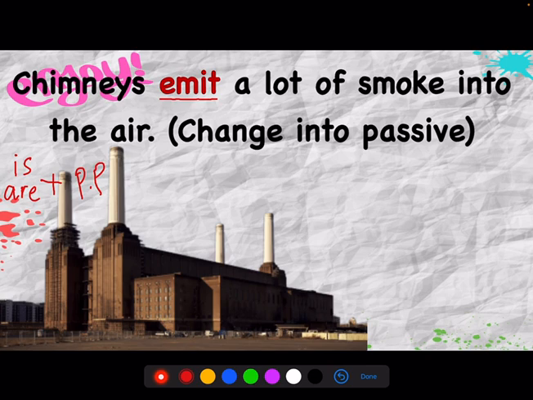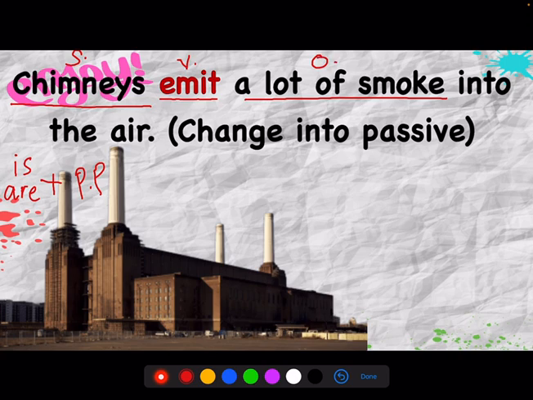So, now you have to find the part of speech. For example, we have the first one, chimneys. Chimneys is the subject. Okay? And here we said emit is the verb. And you have to find the object. Where is the object? Chimneys emit. If you want to know the object of this sentence, you ask yourself, chimneys emit what? A lot of smoke. This is the object.